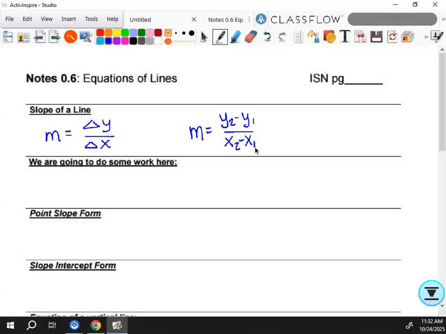What are some other words that we can use? What do we say when we're graphing it? When we're counting our slope, what do we say? Rise over run, okay? Rise over run. We all good with that? Okay. Nothing new here at all.